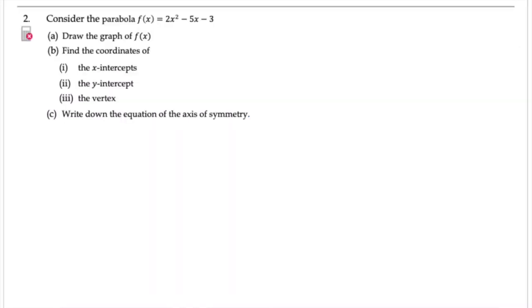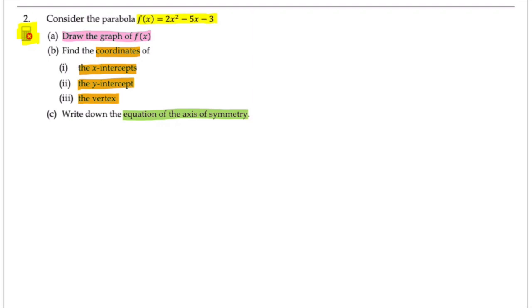Okay, so let's take a look at question 2. Consider the parabola f(x) = 2x² - 5x - 3. We want to draw the graph of f(x). We want to identify the coordinates of the x-intercept, the y-intercept, and the vertex. And we want to write down the equation of the axis of symmetry. This is a non-calculator question, so we cannot use our calculators.